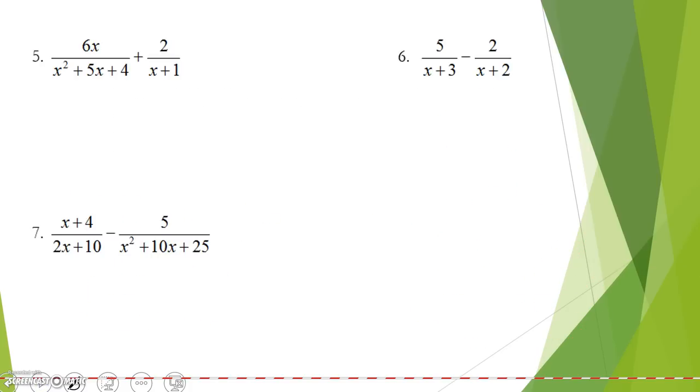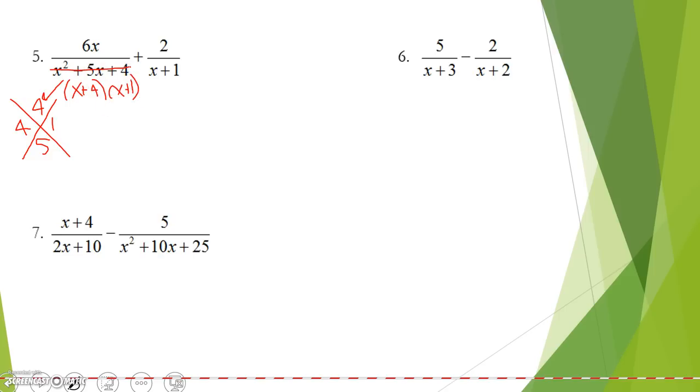All right, the next ones are getting a little bit harder. So 5 is the first time we have to do the first step where we have to factor. So I am going to go off to the side and slide and divide. 4 on top, 5 on bottom. What multiplies to 4 and adds to 5 is 4 and 1. So I write x plus 4, x plus 1 on the bottom.